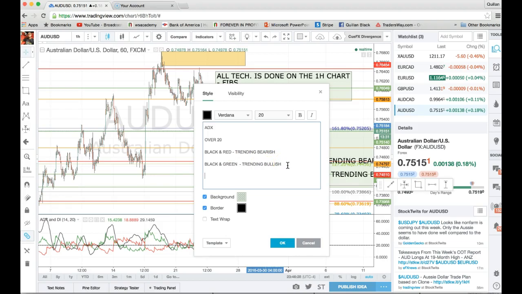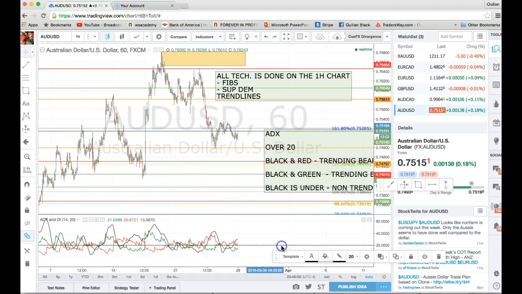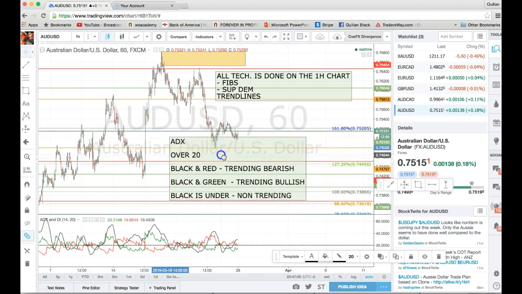And whenever the black is under, that means it's non-trending. Okay, so whenever black and red is over 20, that means it's a trending bearish market. Whenever black and green is over 20, it means it's a trending bullish market. If it's consolidating, it's pretty much in a range. It's going crisscross. It's not really over one another.